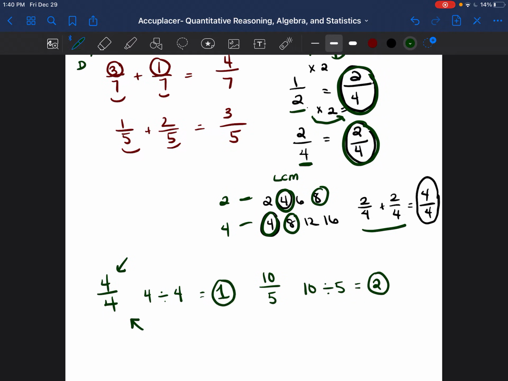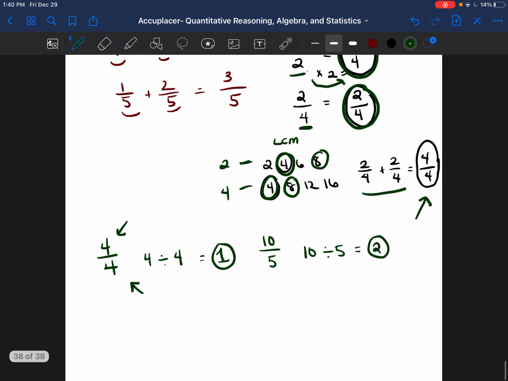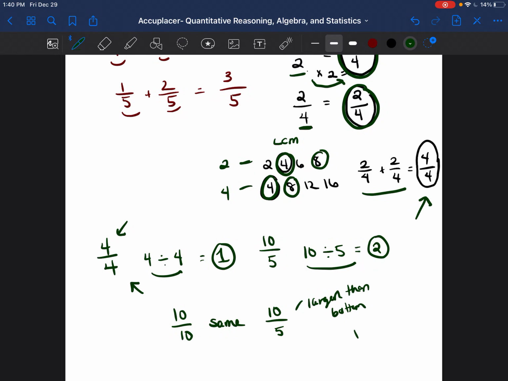So there will be times where you get an answer and you can just do this method, which is you divide the top number by the bottom number. So this usually happens when the top number and the bottom number are the same. This also happens when the top number is larger than the bottom number. That's when you can go ahead and simplify by dividing. So on your piece of paper, write dividing to simplify.